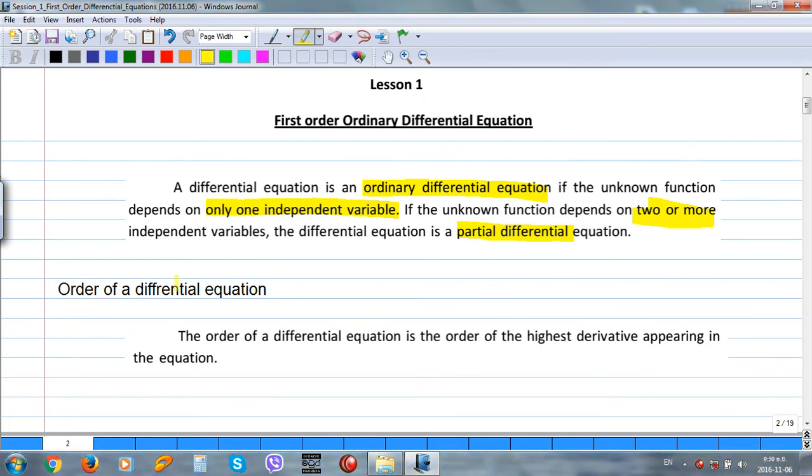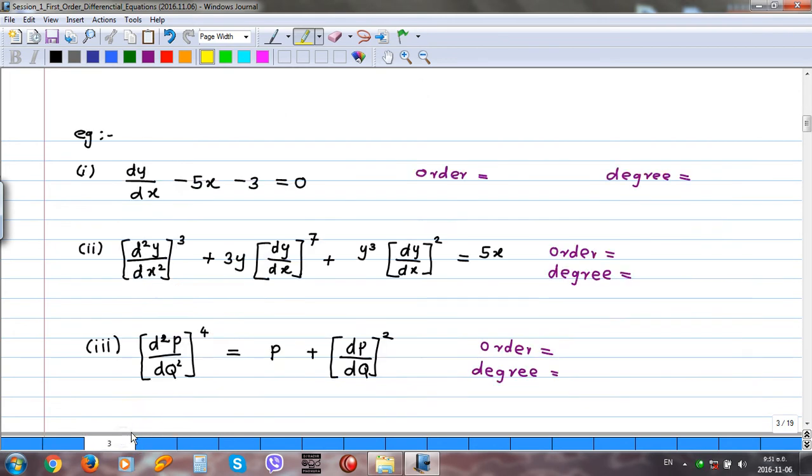Then, the order of the differential equation. The order of a differential equation is the order of the highest derivative, that is, the highest derivative appearing in the equation. Order means the highest derivative. So we will see some examples for it.